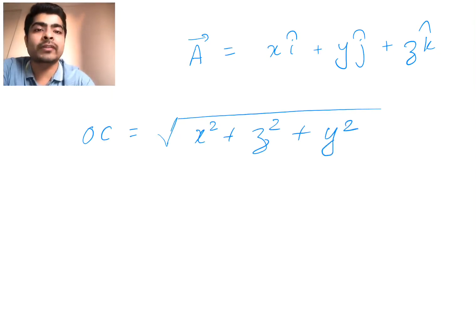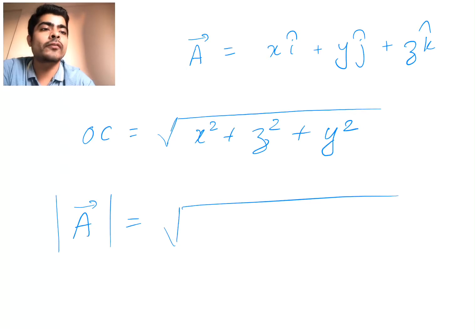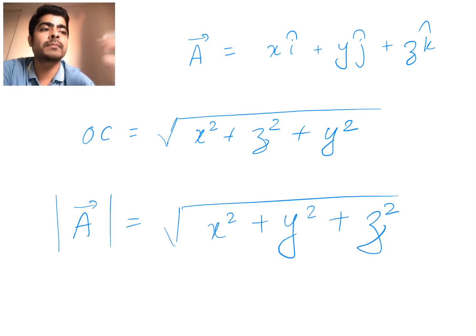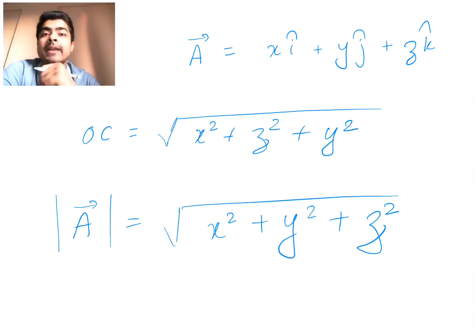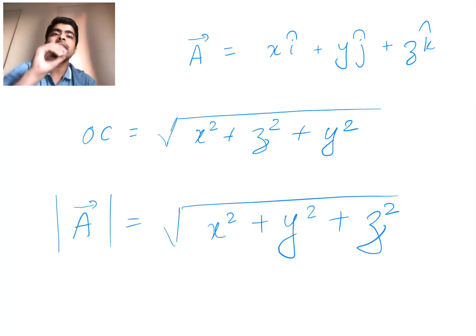Or in this case I could write down that my vector A has magnitude root of x square plus y square plus z square. So this is similar to the vector in 2D. In a 2D vector we only have x i cap plus y j cap, and the magnitude is root of x square plus y square. Now in 3D we have x i cap plus y j cap plus z k cap, and the magnitude will be simply root of x square plus y square plus z square. Simple, okay?